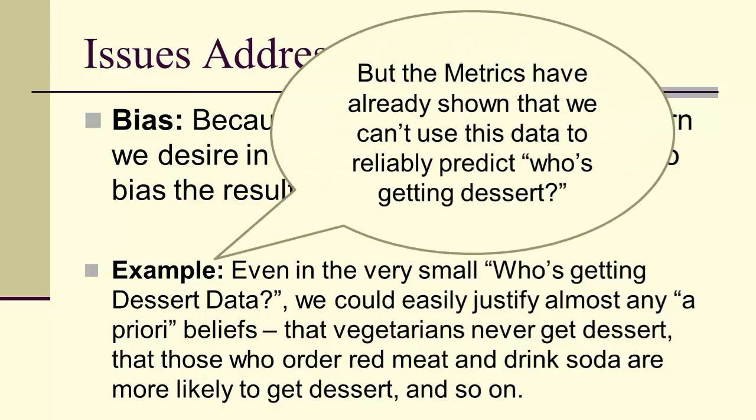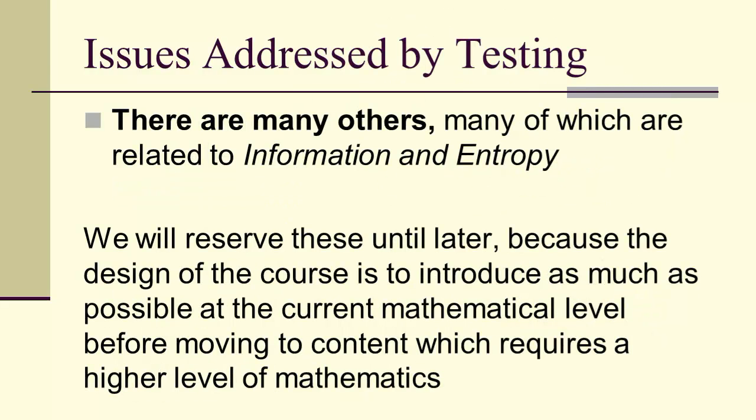But the key is the metrics have already shown that we really need to reject the classifier for who's getting dessert. We shouldn't use it to say anything, based on our metrics. There are a lot of other metrics, many of which are related to information and entropy, and we'll look at some of these later on.